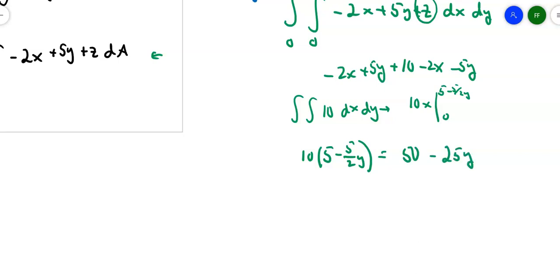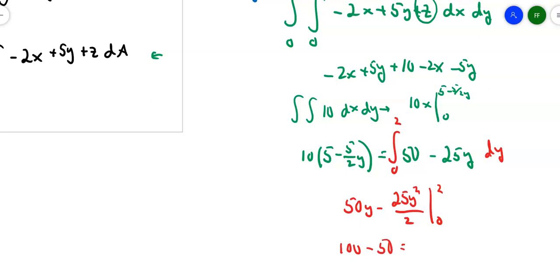And now I'm going to integrate that from 0 to 2 with respect to y. So I get 50y minus 25y squared over 2. 50 times 2 is 100. 25 times 4 is 100 also, but 100 halves is 50. That gives me 50.